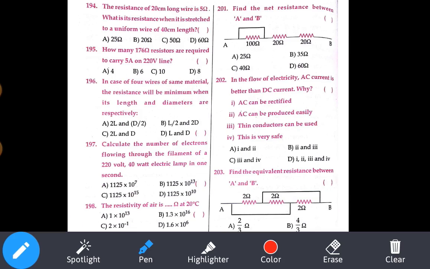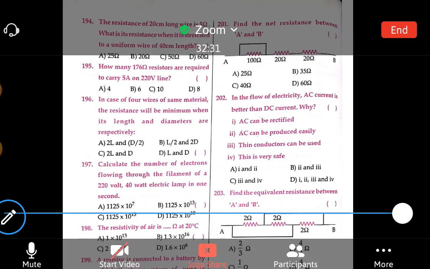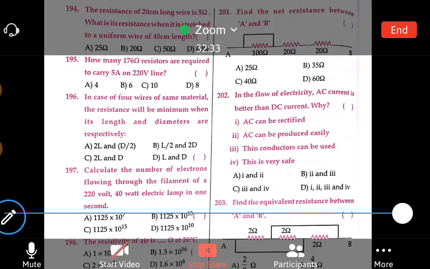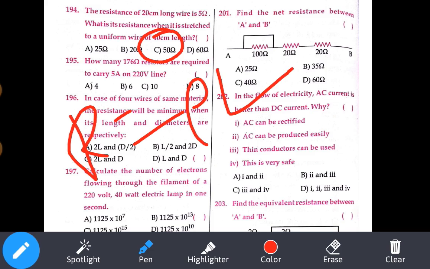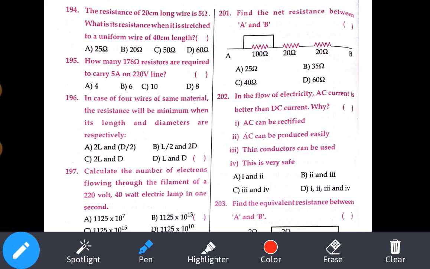Okay, let's see the 194th question. Let me zoom a little bit bigger. The resistance of a 20 centimeter long wire is 5 ohms. What is the resistance if it is 40 centimeters? What is the formula? R is equals to rho L by A. R is directly proportional to L. Now if you substitute in this formula, you get a wrong answer. Why? Because the wire of 20 centimeters is stretched to 40 centimeters.